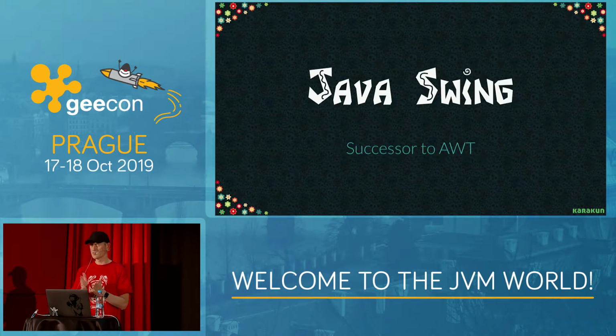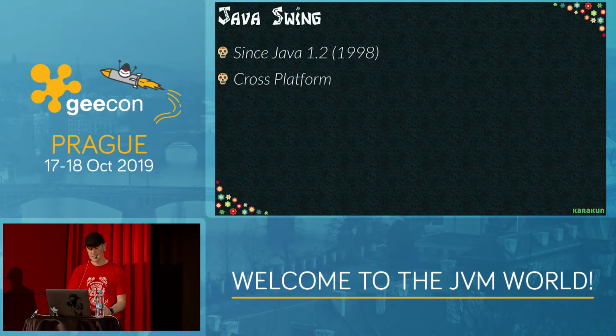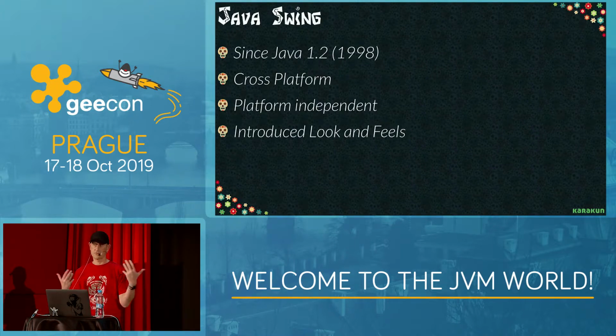Then we have Java Swing. Who is using Java Swing here in the audience? Still a few. And still actively developing Swing? One, two, three? A few, okay. So that was the official successor to AWT. It came with Java 1.2 since 1998. It's cross-platform, platform independent, it introduced look and feels.